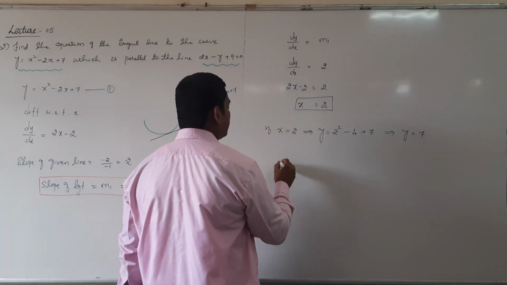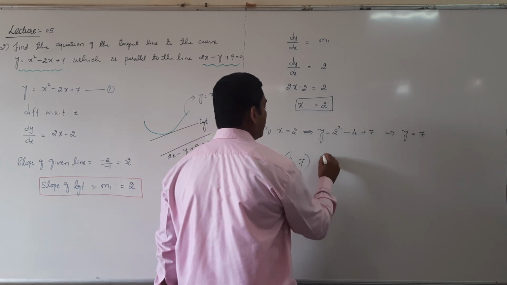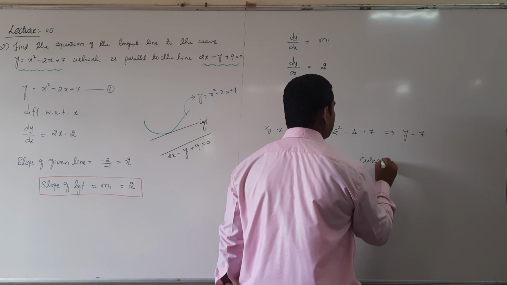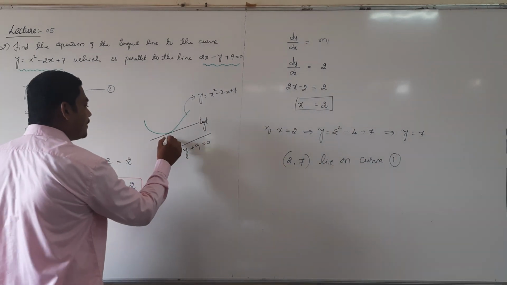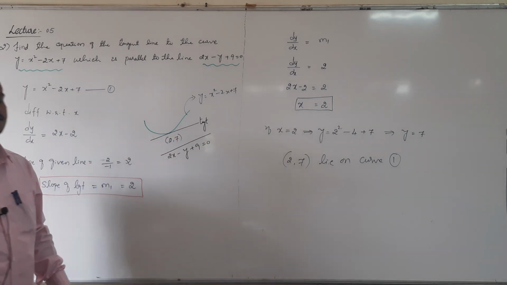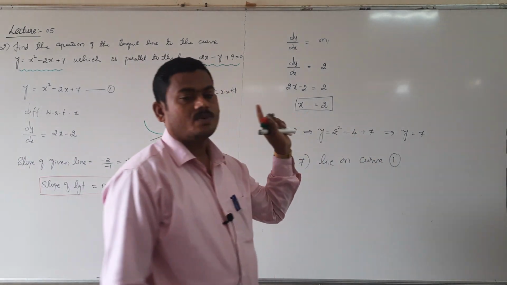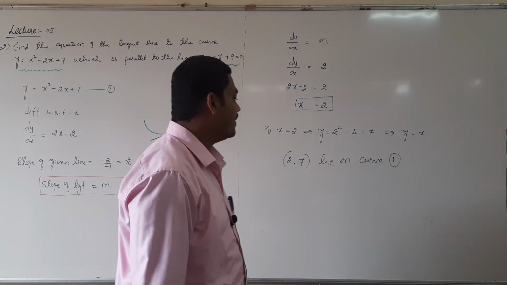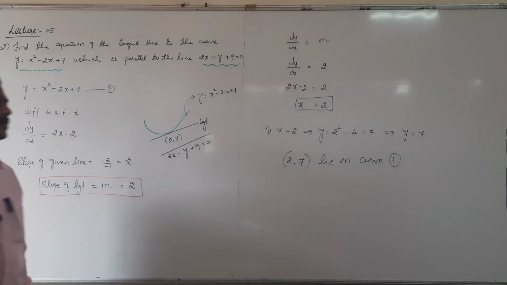Then y will be equal to 7. Means 2 comma 7 lies on the curve, so we get one point, that is 2 comma 7, right? 2 square minus 4 plus 4, the 4 and minus 4 cancel, remains 7. Now we use the slope and point formula.